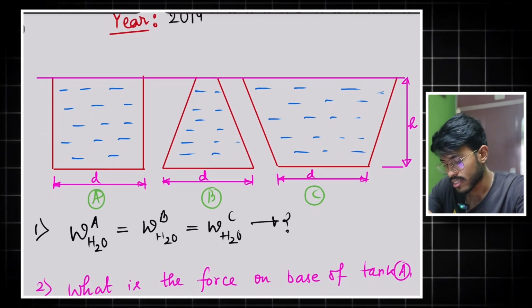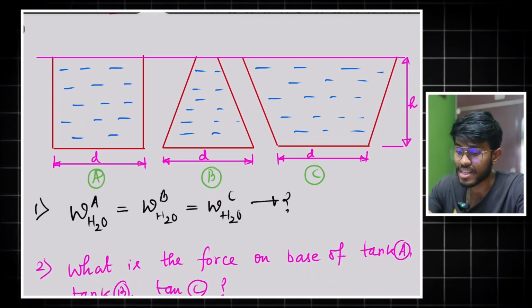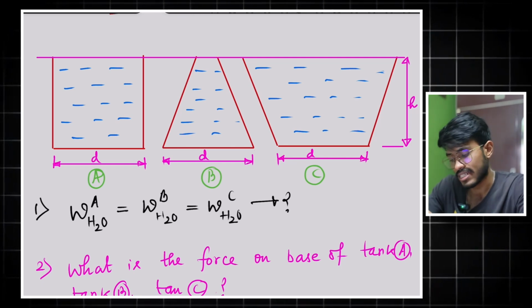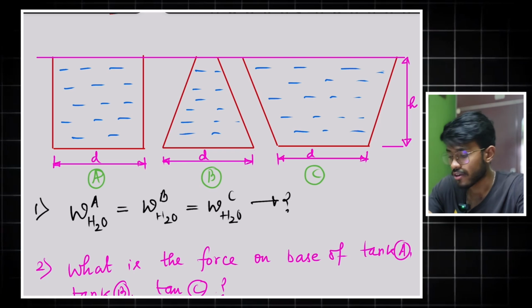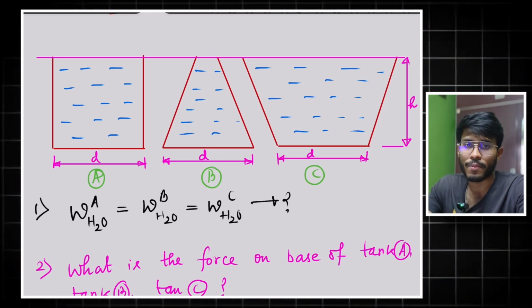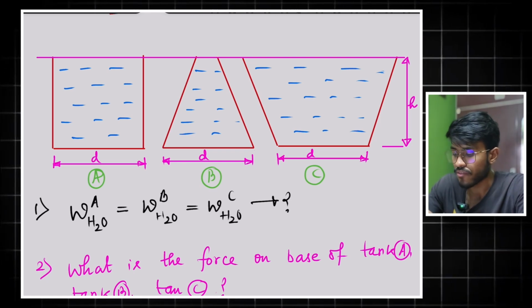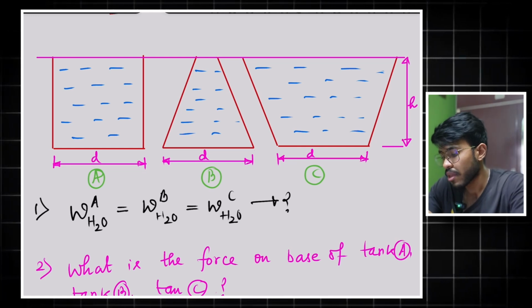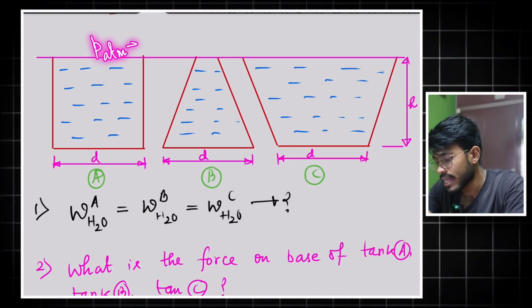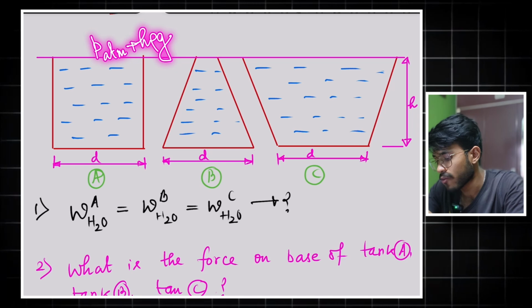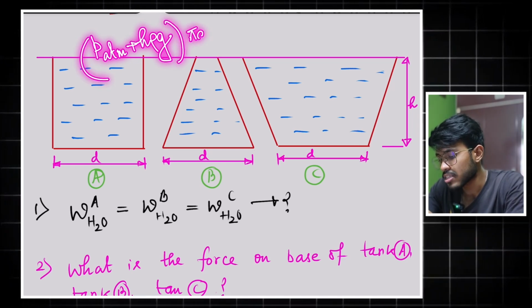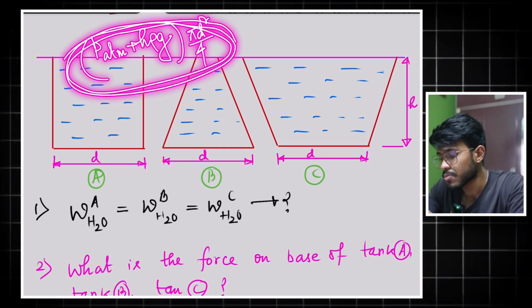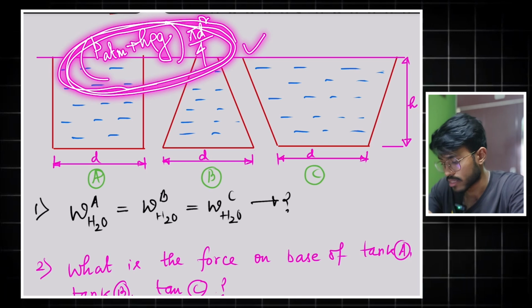The next question is, what is the force on the base of tank A, tank B and tank C? Again, pause the video and try to answer by yourself. I hope you have answered already. That is very easy. You have to apply your hydrostatic equation. The force will be P_atm plus h rho g, the basic hydrostatic equation, which is the pressure, multiplied by the area, that is pi d square by 4. So for all three tanks, I will have this particular force on the base.